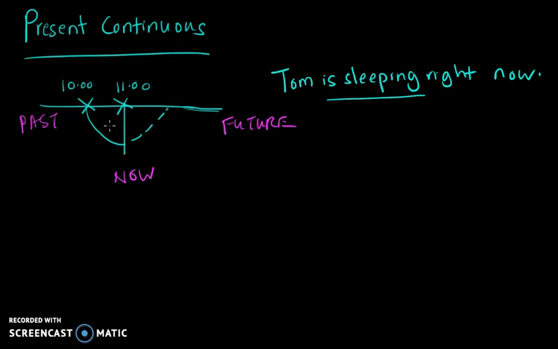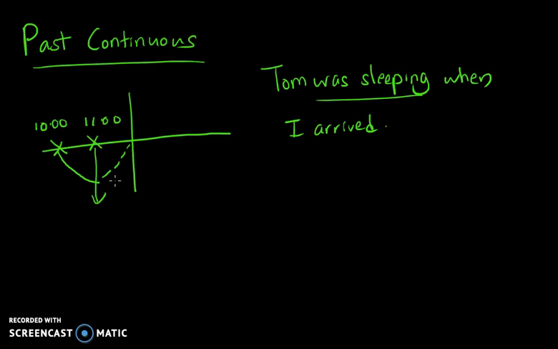So that's how we actually produce this dynamic diagram. The semicircle is being drawn from past until the future. The next example, we will look into the past continuous.